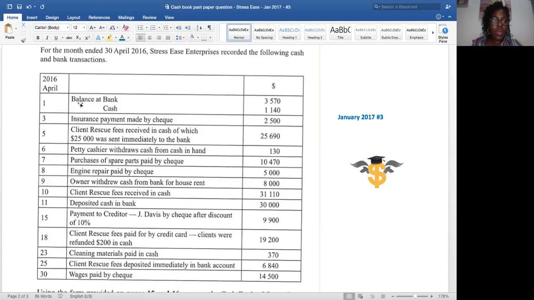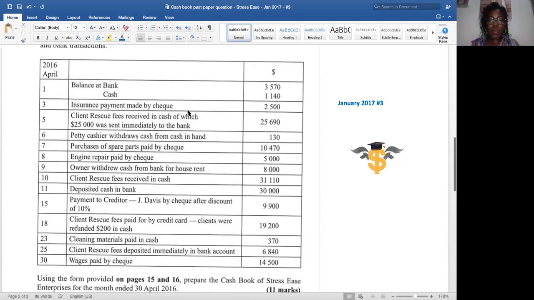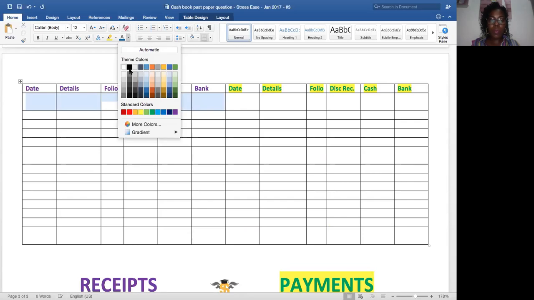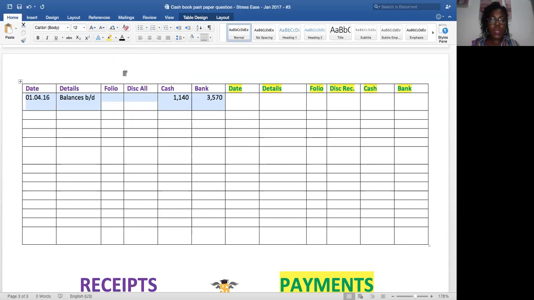We start as usual with our bank or cash balance, which sometimes could be a debit or a credit balance. In this case, they don't tell you whether it's a debit or a credit. So go with what is normal for a bank or a cash account, which is a debit opening balance. All right, so 1st of April, we have a balance in our bank account, and we also have a balance on the business premises. So let's go make that entry. All right, and that is what the entry is supposed to look like.